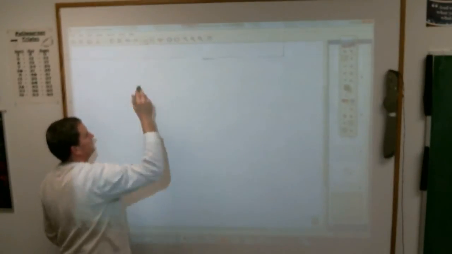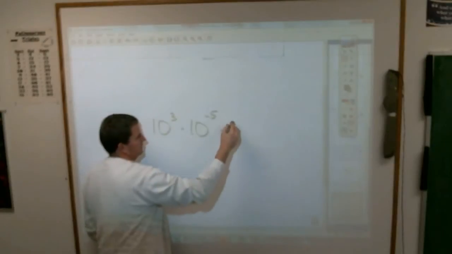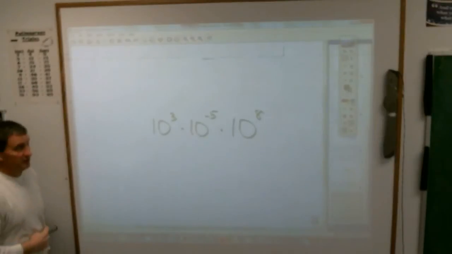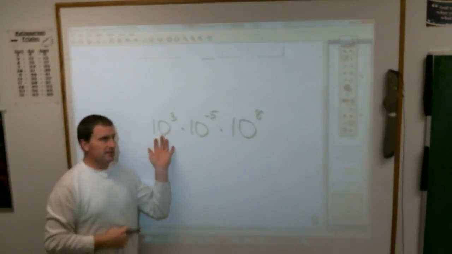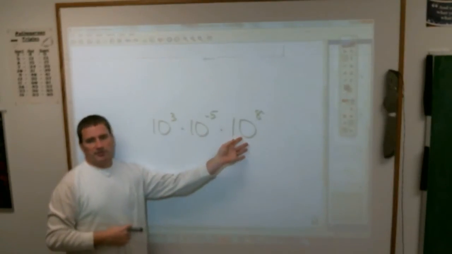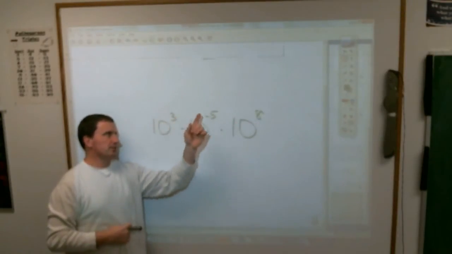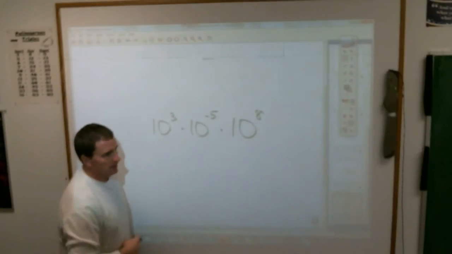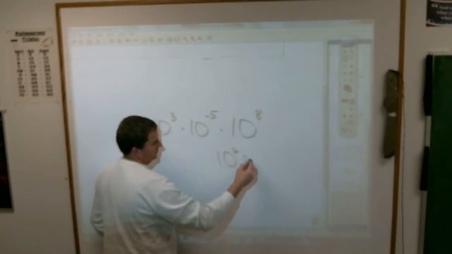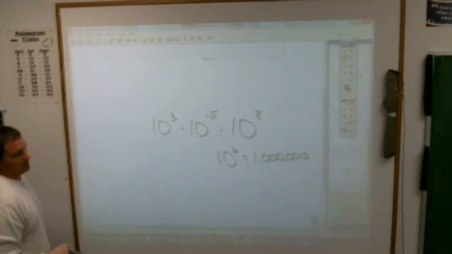So if you saw this, children, 10 to the third power times 10 to the negative fifth power times 10 to the eighth power, you don't really want to do all this out. In other words, make this 1,000, make this 0.000 whatever, and make this 1 with 8 zeros after it. What do you want to do? You want to add the exponents together. What do I get if I add 3 plus a negative 5 plus 8? David? 10 to the 6th power. Yeah, 3 plus 8 is 11 minus 5 is 6. 10 to the 6th power, which is a million, would be much, much quicker and simpler to do than all that kind of gobbledygook.